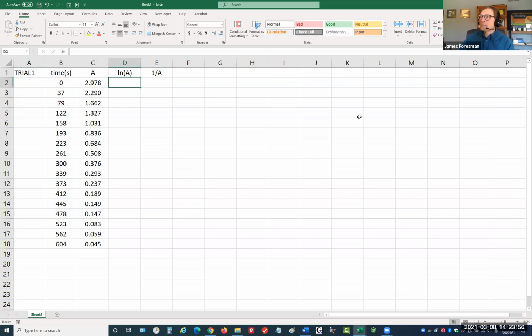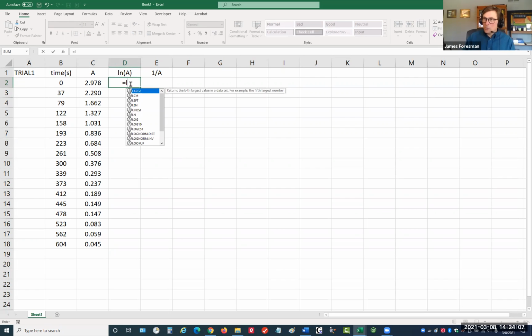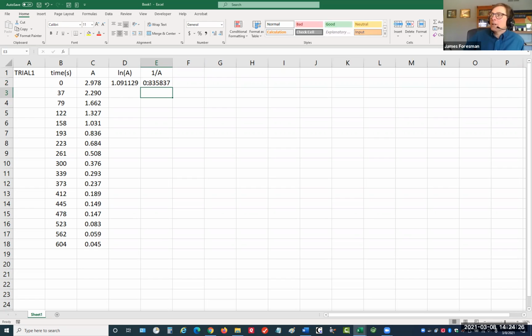And now I can generate the other columns needed for the analysis by just using the formula, equals ln of, and then click on C2. And then the formula next, I can do equals 1 over C2. So now I've got ln of A and 1 over A in the next two columns. And I can select those two and move my mouse to the lower right-hand corner until it's a solid plus sign. And then holding down the left mouse button, drag down.